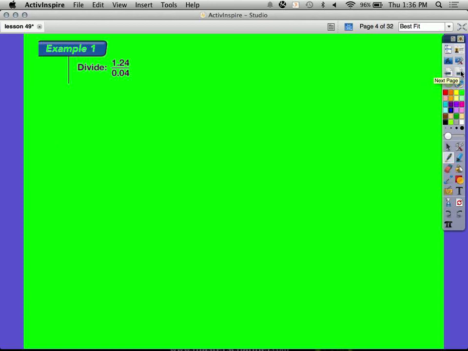So let's look at this problem. We have 1.24 divided by 0.04. Okay. So let's look at the divisor. We can do it the way that the book's telling you to do. A little shortcut version is, I need to get this decimal all the way to the right of my divisor. So I need to get it from this point over to here. So to do that, I'm moving it over 2 places. However many times I move it over in the divisor, that's what I'm going to do to the dividend inside the division box.